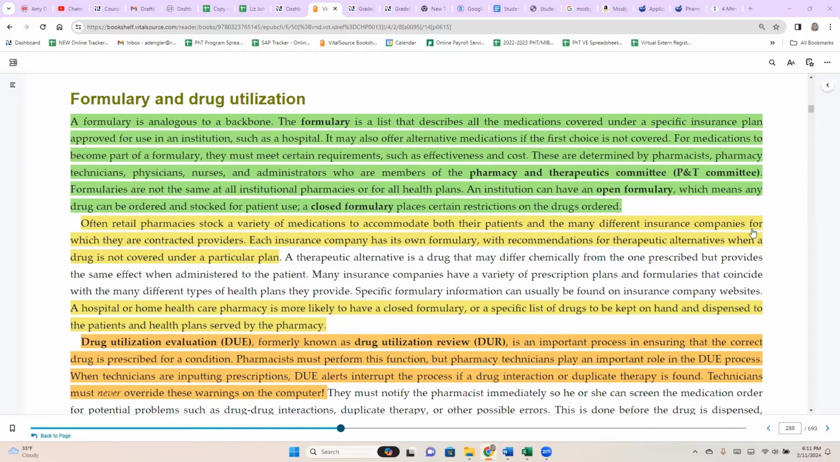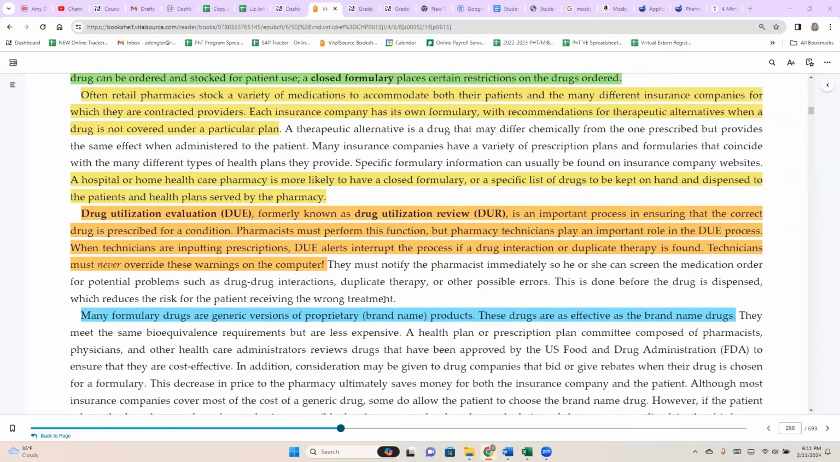A hospital or home healthcare pharmacy is more likely to have a closed formulary, or a specific list of drugs to be kept on hand and dispensed to the patients and health plans served by the pharmacy. Drug utilization evaluation, DUE, formerly known as Drug Utilization Review, DUR, is an important process in ensuring that the correct drug is prescribed for a condition. When technicians are inputting prescriptions, DUE alerts interrupt the process if a drug interaction or duplicate therapy is found. Technicians must never override these warnings on the computer.